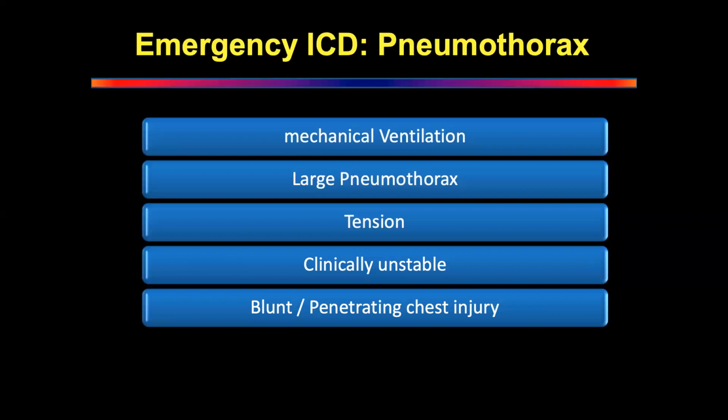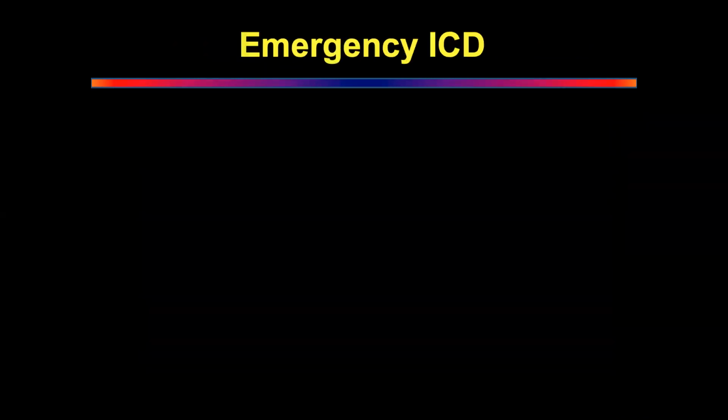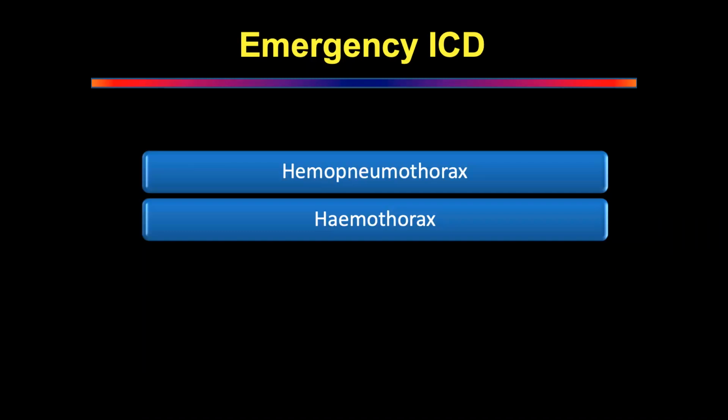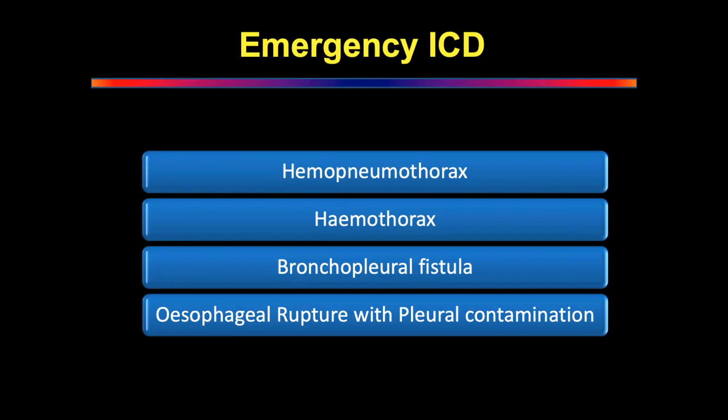Anybody who's being transported by air, okay? Most important. You have to very quickly put in an ICD. Agreed? Okay. Yes, sir. Hemopneumothorax. Agreed? Yes, sir. Hemothorax. Agreed? Yes, sir. Bronchopleural fistula, where they are losing all the volume on one side. Yes. And an emergency esophageal rupture with pleural contamination. The first thing you want to do is put in a chest drain. These are all emergency ICDs.